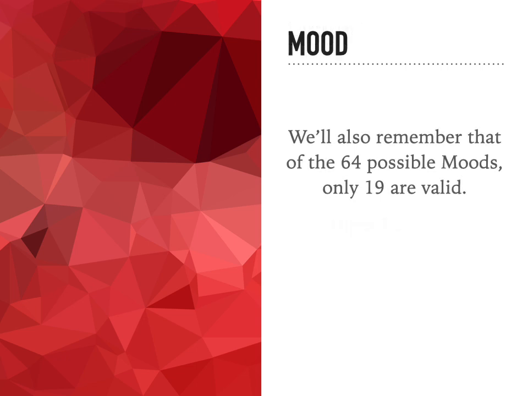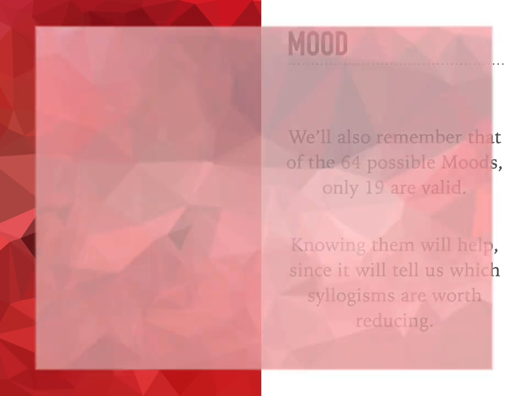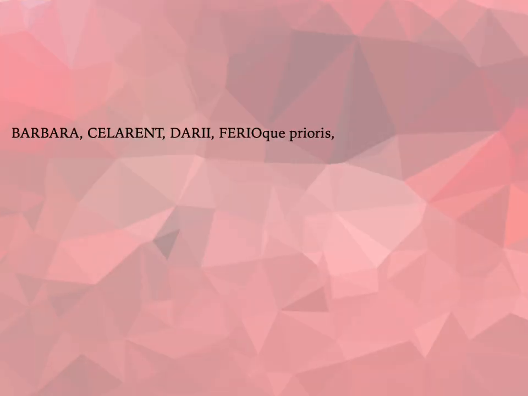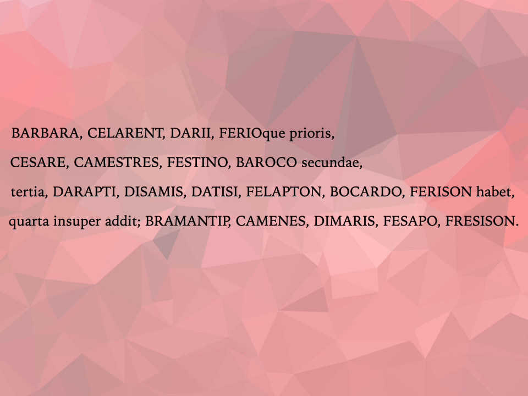We're also going to remember that of the 64 moods, really only 19 are valid. And because we know that, it'll help us because it'll tell us which syllogisms are worth reducing. It doesn't make any sense for us to reduce a syllogism that is invalid because it's already been shown invalid. So you'll probably want just to remember that nice little poem or that nice little song that tells us what the 19 valid moods are.